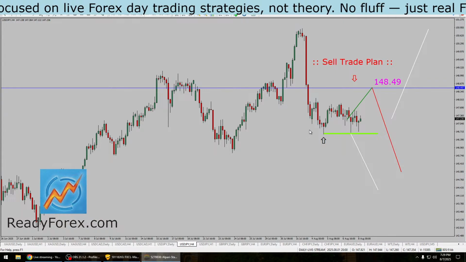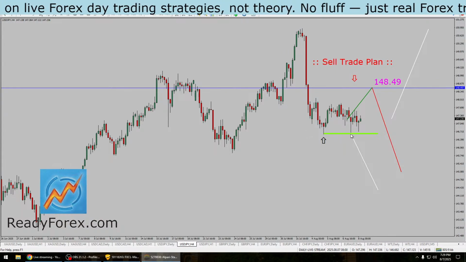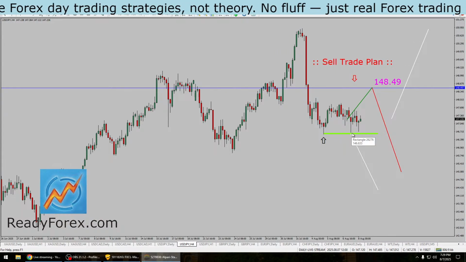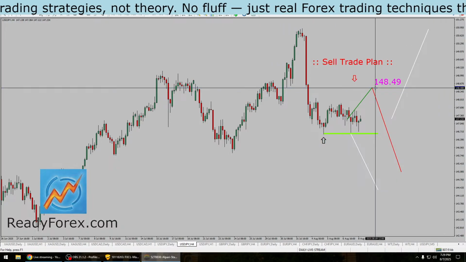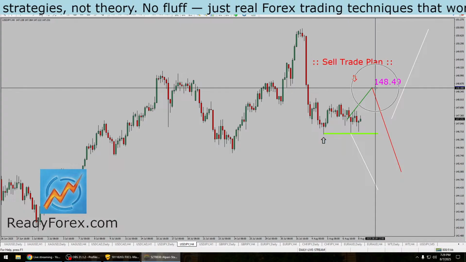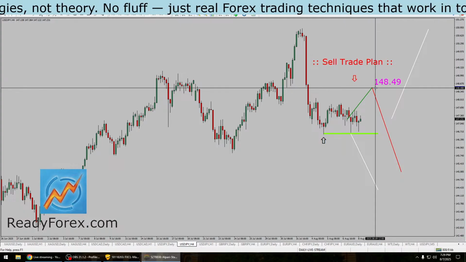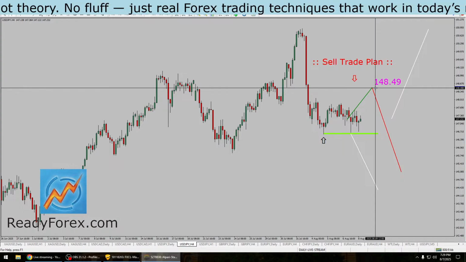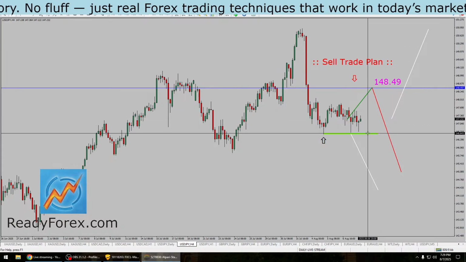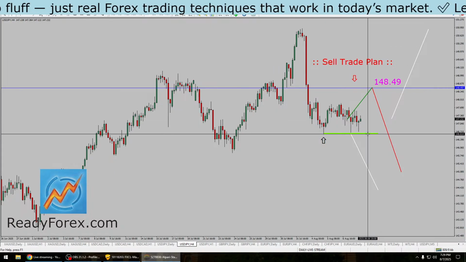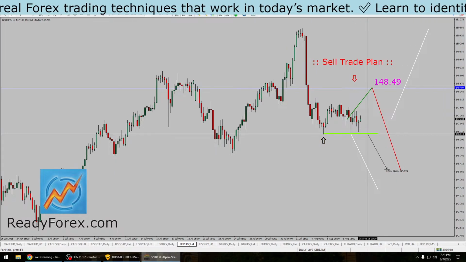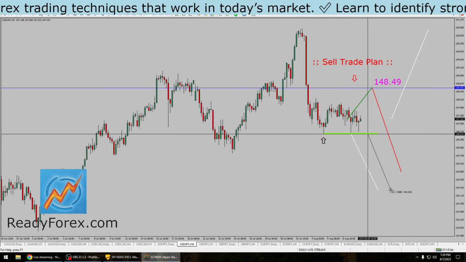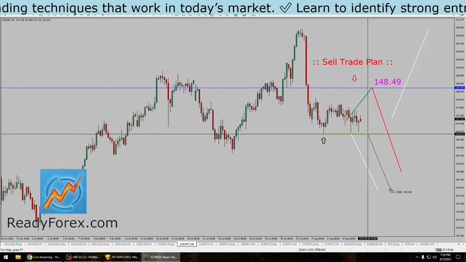So in the US dollar yen currency pair, I have 2 possible sell trade plans. One idea is to wait for price action to test the 148.49 area right up here, and then expect a top and a drop. The second idea is to wait for price action to drop below and take out the support level first, and then from these lows price action is probably going to drop even further.